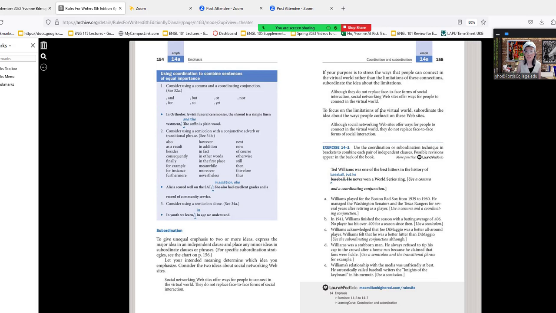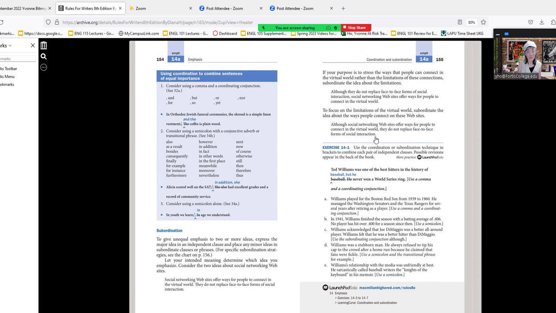To focus on the limitations of the virtual world, subordinate the idea about the ways people connect on these websites. Although social networking websites offer ways for people to connect in the virtual world, they do not replace face-to-face forms of social interaction. So in this case, it's switched. Here you have, although social networking websites offer ways for people to connect, so that's the less important idea. And then the important idea is always in the independent clause. They do not replace face-to-face forms of interaction.